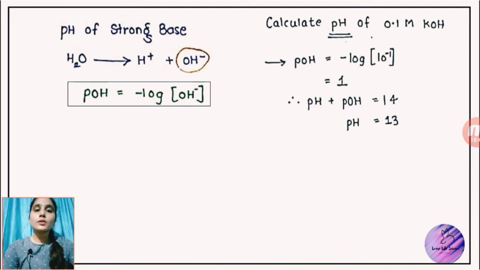For example, you are asked to calculate the pH of 0.1 molar KOH, or you can say potassium hydroxide. So first we are going to calculate the pOH because we are given a base solution. pOH will be equal to the negative logarithm of 10 raised to minus 1, and as we know the log of 10 is 1, so the pOH will be 1. Now as we have the pOH, we can easily calculate the pH. As we know pH plus pOH is equal to 14, so simply 14 minus 1 will be 13. So this is the pH of the KOH solution.